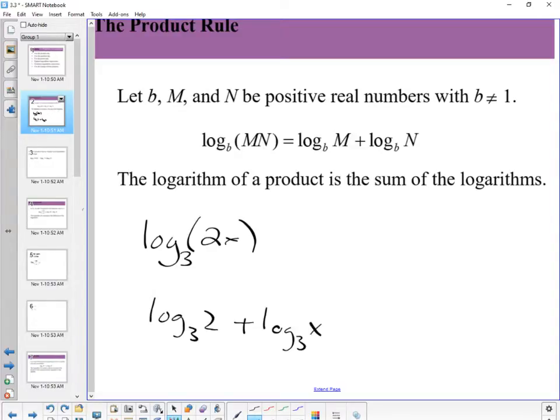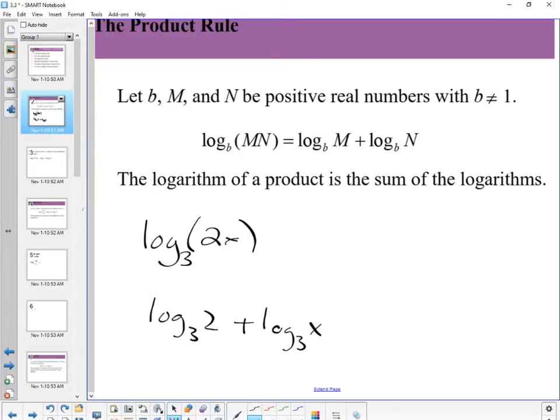Questions on this rule? Pretty simple rule, right? And of course, all these rules also work in reverse. If I have the sum of 2 things with the same base, I can convert them back into a product if I wanted to. Questions here? Thumbs up? We're good? In the back? Let me see those thumbs. All right, cool.